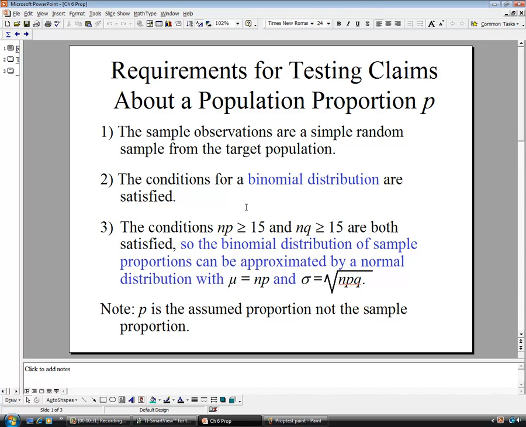We also need to know that n is sufficiently large, so our n times p and n times q both have to be at least 15. And we know that the mean of the binomial is n times p, and the standard deviation is the square root of n times p times q. This notation here, p is the assumed proportion, not the sample proportion. Remember, the sample proportion is denoted by p hat.